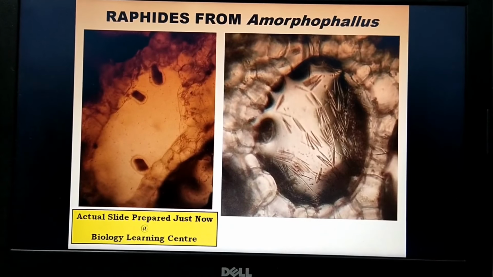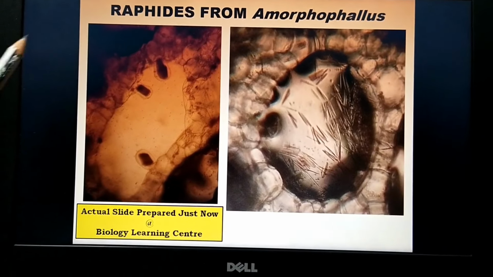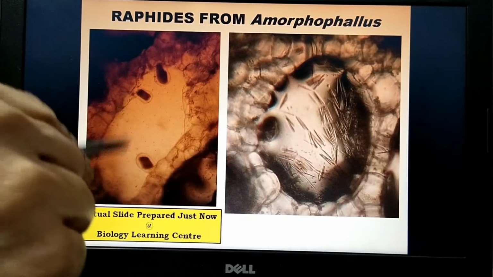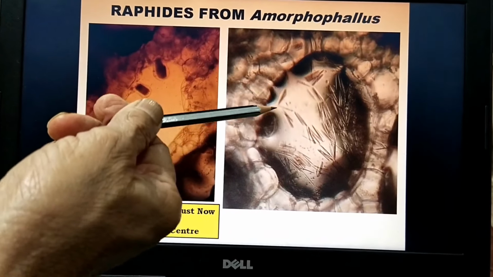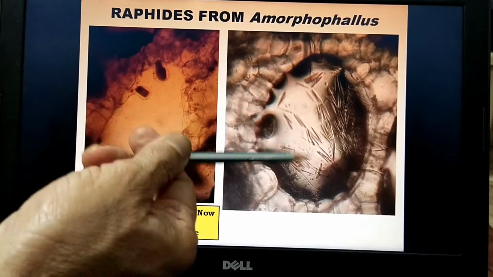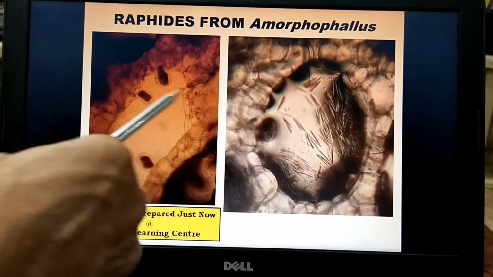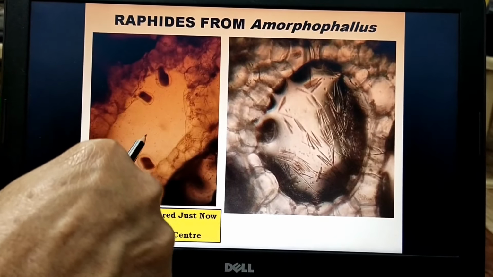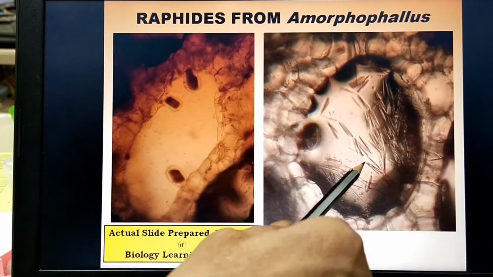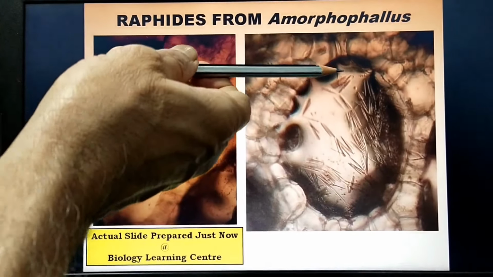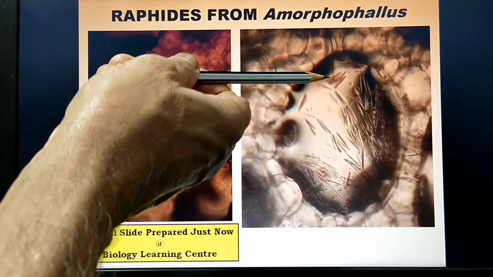So here are two pictures. This is one that has been taken from the midrib. We did not show that to you, of course. And this is the one that is taken from the petiole. Just now the slide was made. You can see here the raphides in bundles, and here you can see the raphides in group. But you can see some of the raphides are coming into a bundle form here.